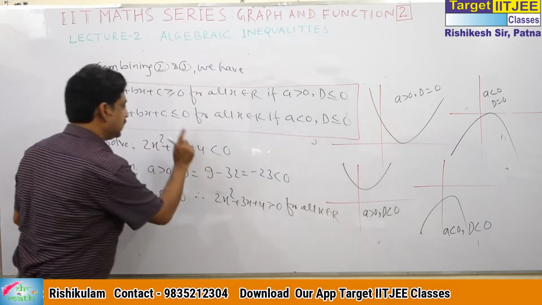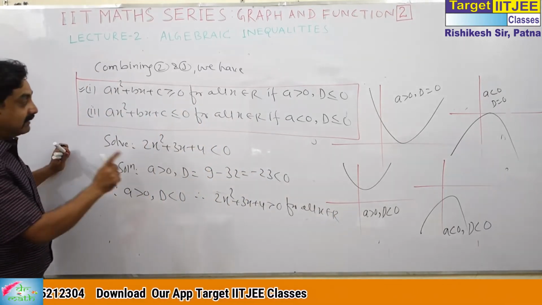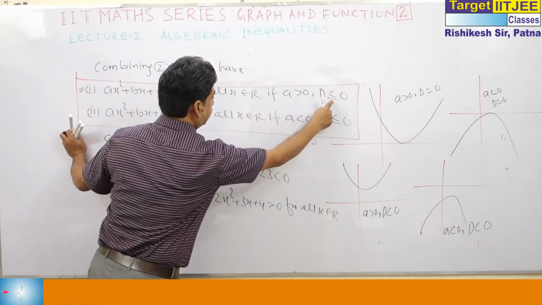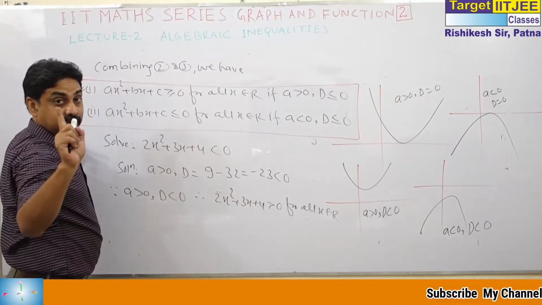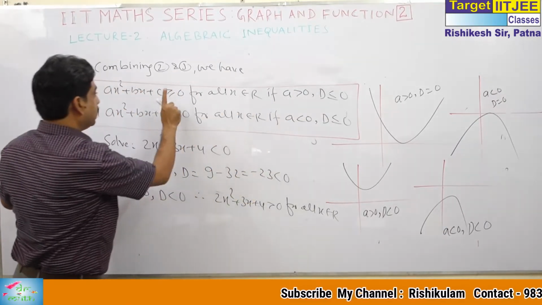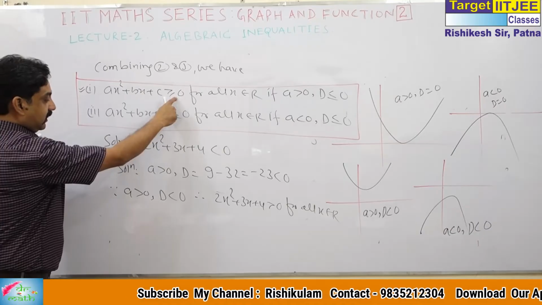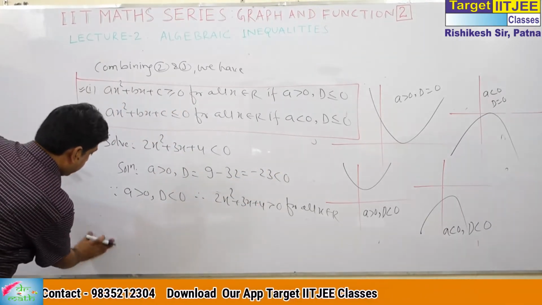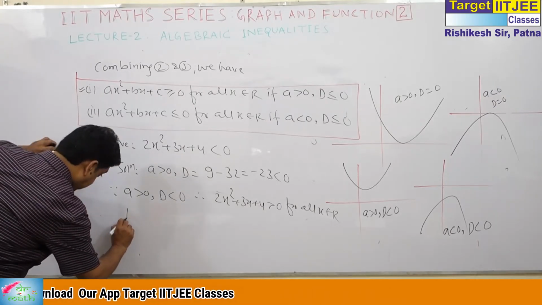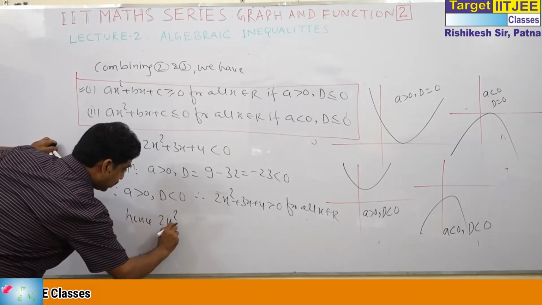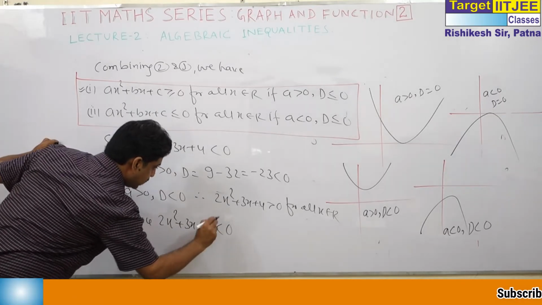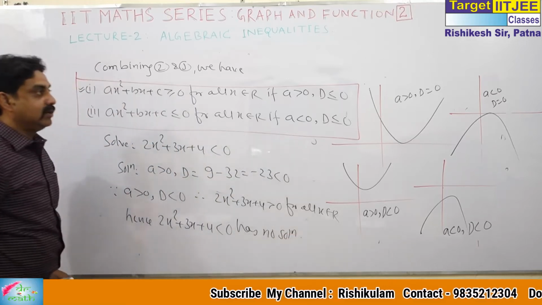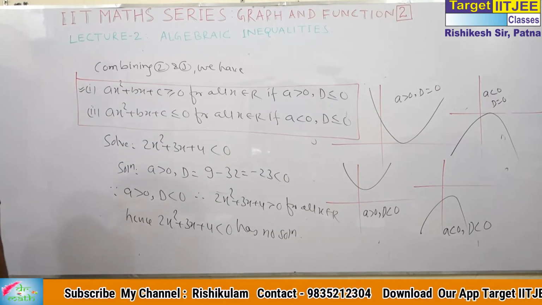It doesn't matter what is given in the question. It only matters what is in the result. The result says when a is greater than 0 and D is less than or equal to 0. Here it is less than 0, so only one case exists. So this is greater than or equal to 0, and actually it is greater than 0. Hence, 2x square plus 3x plus 4 less than 0 has no solution.